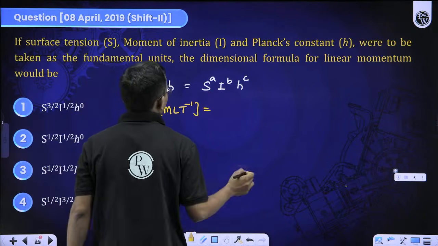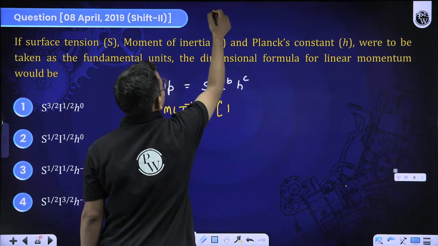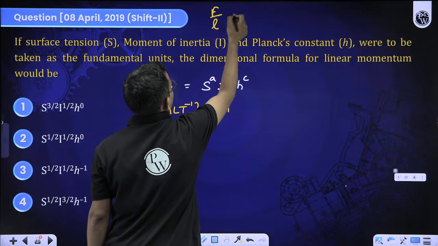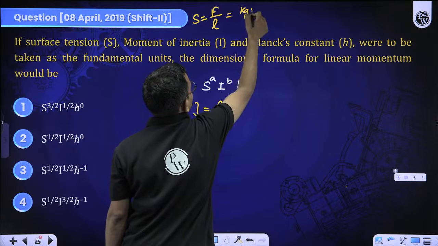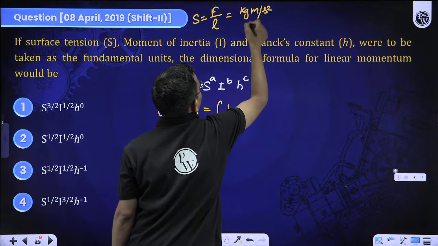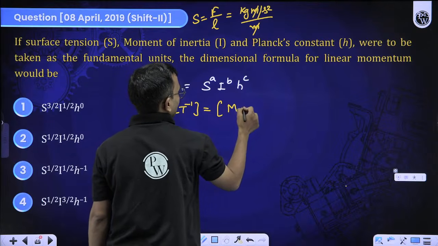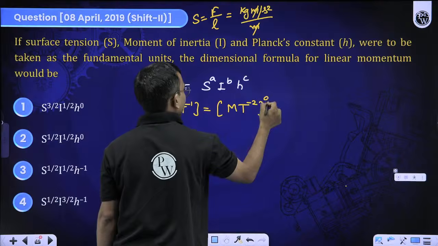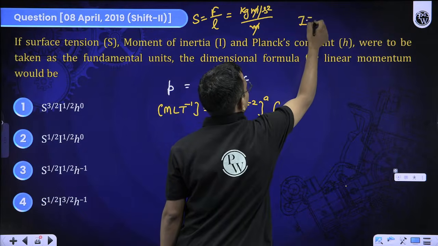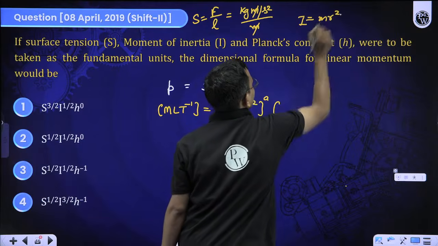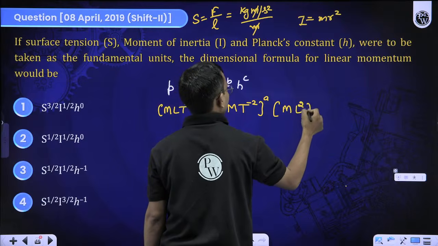Surface tension is force by length, so that is my surface tension. Force unit is kg meter per second square divided by meter, so this is kg per second square, M T^-2, to the power a. Then moment of inertia I is mass into distance square, so that is kg meter square, so M L^2 to the power b.